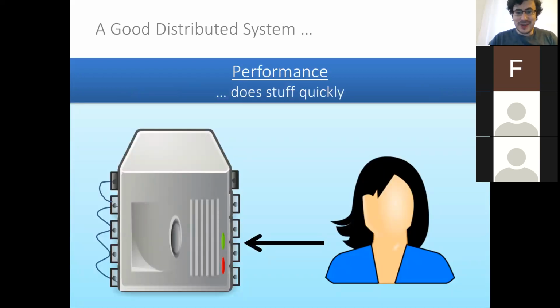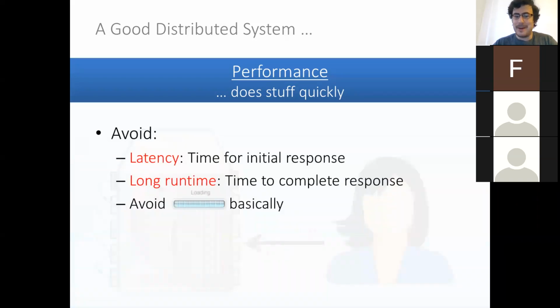Performance, it should work quickly. This one's maybe kind of obvious, but we'd like our distributed system to be able to process and find data quickly, right? So there's not much to really say here. We want to avoid latency, which is the time for the initial response. We want to avoid long run times. We don't want things to process for longer than necessary, at least. We want to avoid waiting.